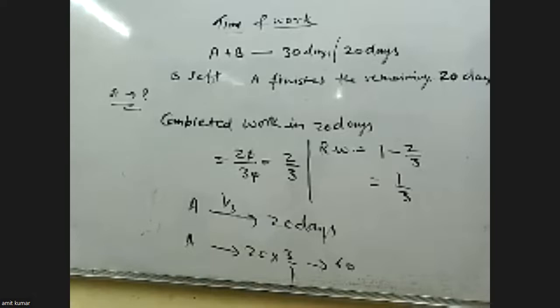A can finish a work in 24 days, B in 9 days, and C in 12 days. B and C start the work but are forced to leave after 3 days. The remaining work was done by A in how many days?